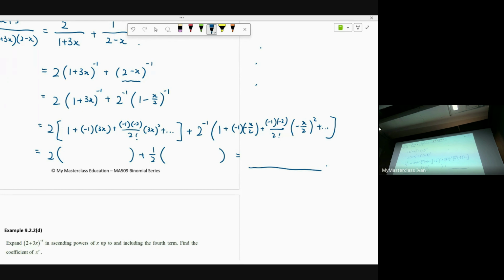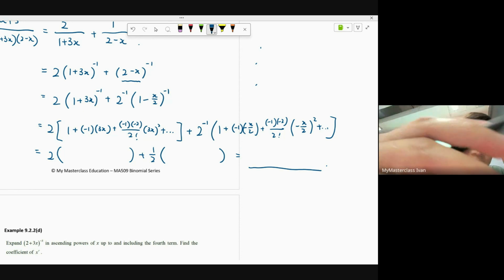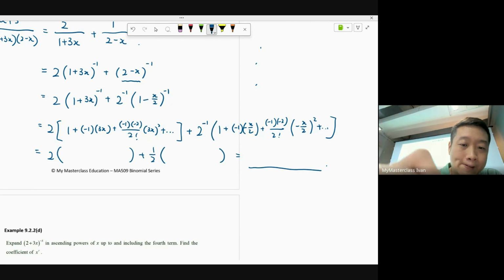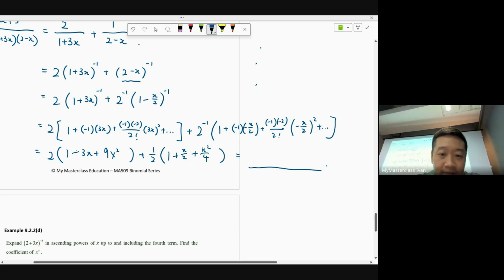Josh. Tell me what's inside the first bracket. First bracket. Yeah, of course. 1 plus minus 3x plus 9x squared, then? Plus, I put the half inside. Oh, you put the half inside already, huh? Yeah. Plus x squared over 4, right? Yeah. Okay, final answer. 3 over 2.